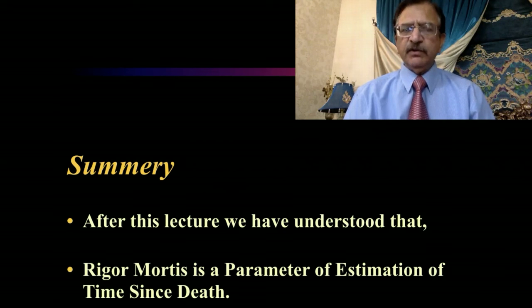And by other muscle changes, we can estimate whether it is in the developing state, fully developed, or in the passing off state. That is 12 hours of development, 12 hours of stay, and 12 hours of passing off, which will help in estimation of time since death. So a simple parameter: we move the big toe. If it is stiffened in rigor, we can give the range from 12 to 24 hours.